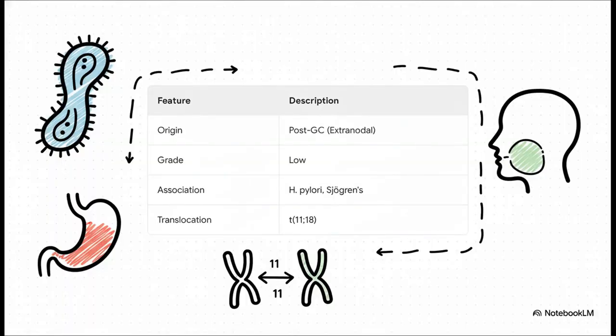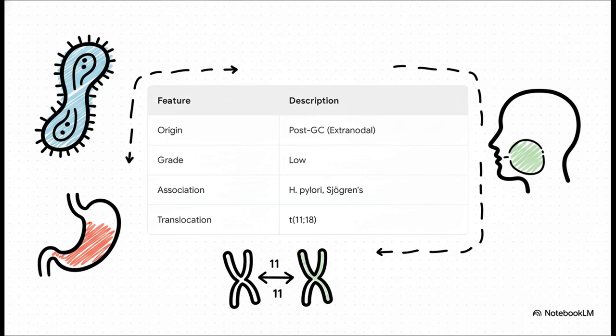MALToma, which stands for mucosa-associated lymphoid tissue lymphoma, is the classic example of a marginal zone lymphoma that happens outside the lymph nodes. It's a low-grade cancer that's really driven by long-term chronic inflammation. The textbook case is gastric MALToma, which is directly caused by a chronic Helicobacter pylori infection. In fact, if you get rid of the bacteria, the lymphoma can actually go away on its own.